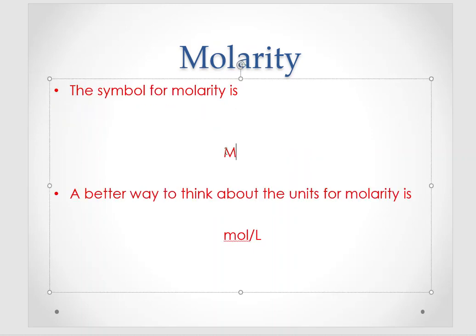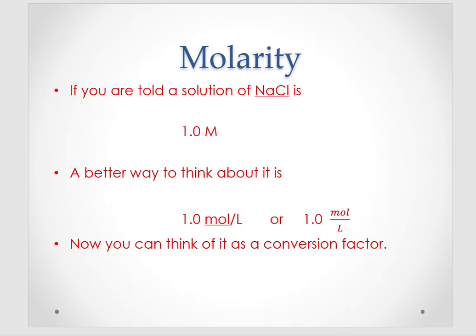But anytime you see M, you might want to remember, what is M? It's moles per liter. That's probably a better way to think about it, especially when we're talking about dimensional analysis and conversion factors. So if you're told a sodium chloride solution is 1.0 M, the better way to think about that is 1 mole per liter. And really, the best way to think about it is 1 mole of NaCl for every 1 liter of solution. Whatever this number is goes with the solute. So if this was 2.8, that would be 2.8 moles of NaCl for every liter of solution. That's the way to interpret it.